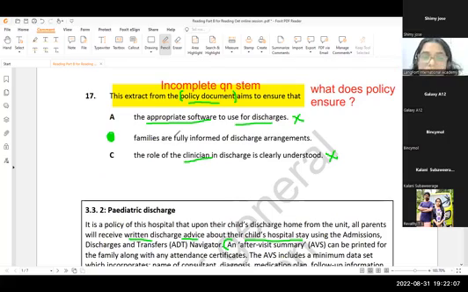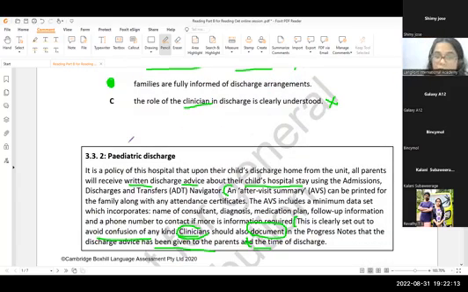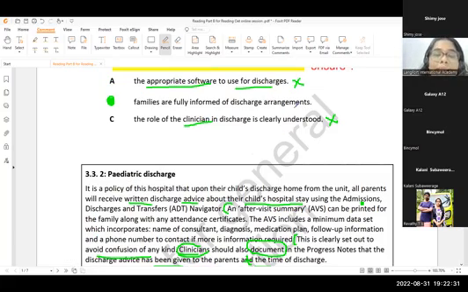The policy is trying to ensure families, parents of the kids, are fully informed, right? They can get a written discharge advice, they can get a printed one, and they have also told the content of those printed ones. Then they have said, we have said this to avoid any confusion, and they're also asking the clinicians to give advice and note that down in the progress notes. So the whole thing is trying to ensure families are fully aware of the discharge arrangements.